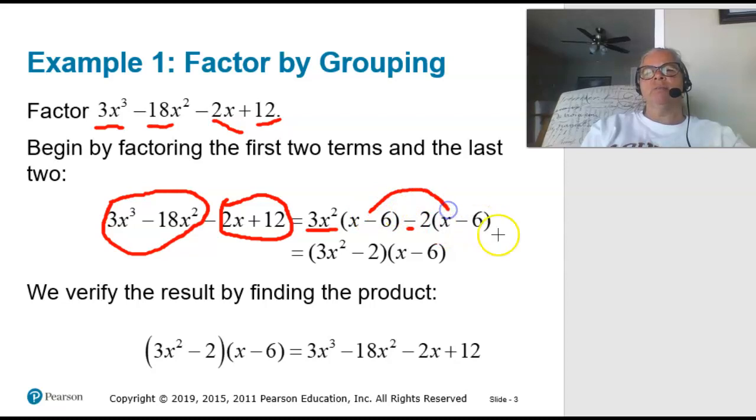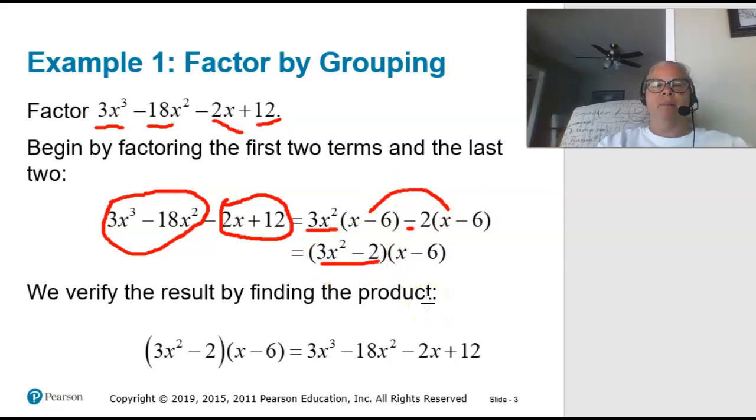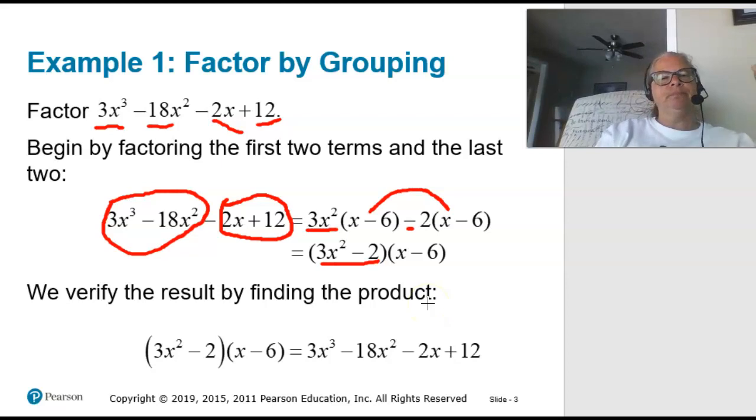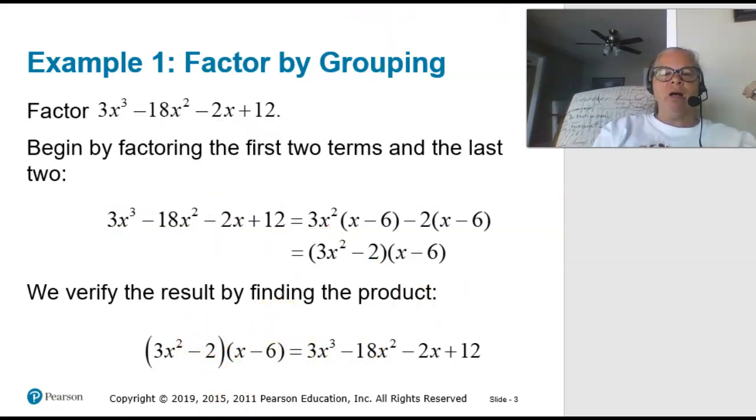These 2 things must always match. Now, you have x minus 6 in both of them. You factor that out. You squeeze these 2 terms together and you have 3x squared minus 2. If we verify the results by finding the product, we just multiply these back out and we get our original equation. So hopefully that makes sense.